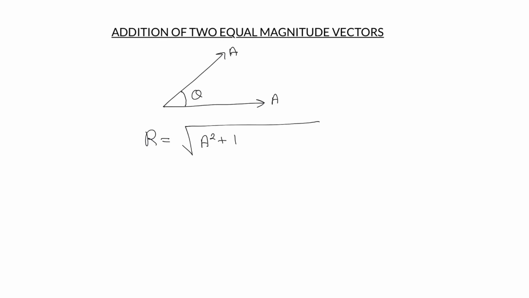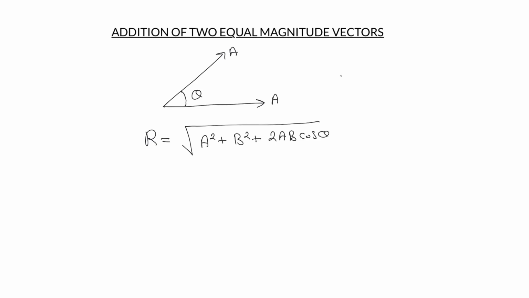Now I will discuss addition of two equal magnitude vectors. In some questions they will give two vectors which have the same magnitude and there is some angle between them. Let's say we have two vectors, both having the same magnitude, equal to a, and the angle between them is theta. If you are adding these, what will be the resultant vector? For the calculation of the resultant vector, normally we will use this equation r is equal to under root of a square plus b square plus 2ab cos theta.